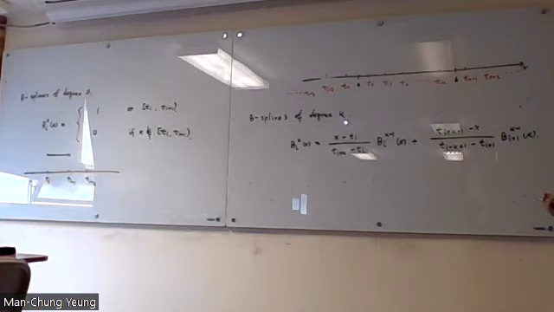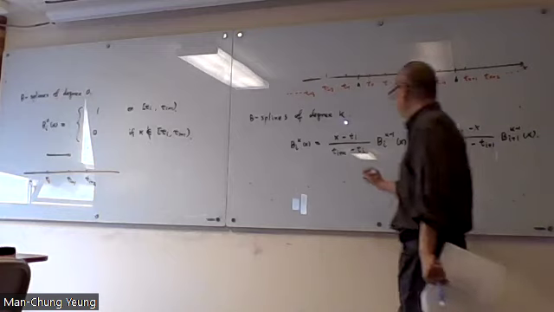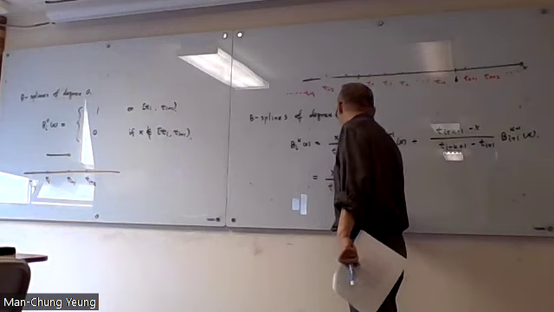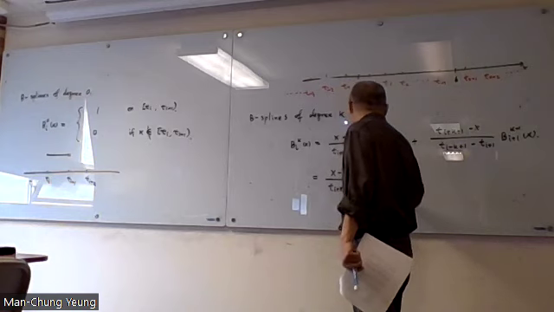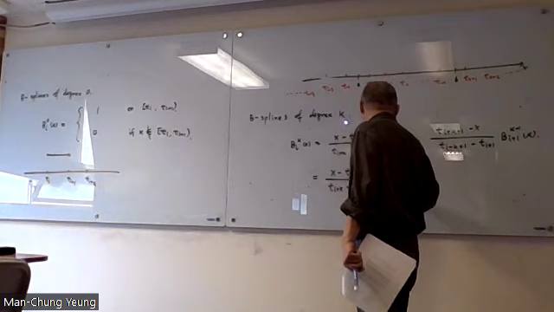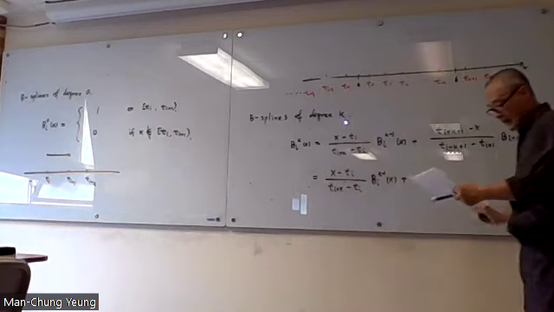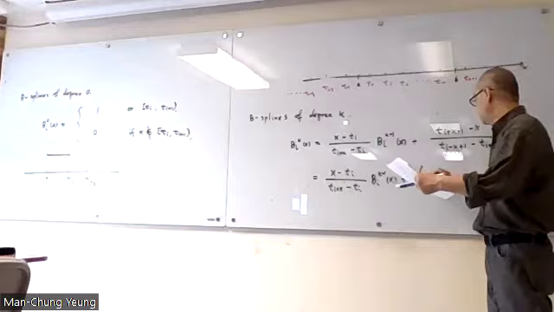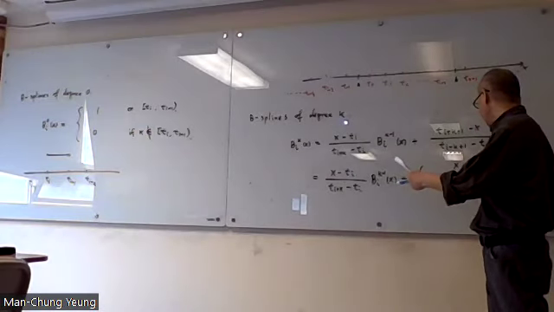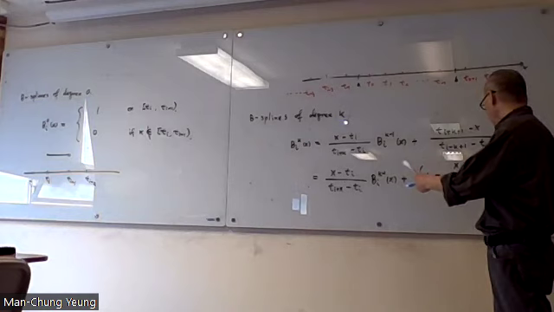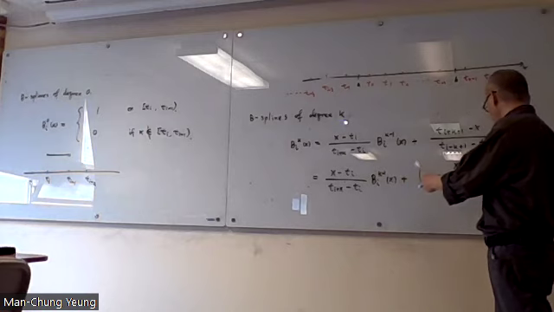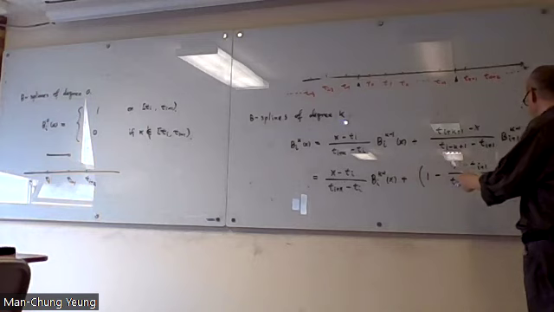We can simplify this expression a little bit. I can rewrite this factor as 1 minus (x minus t_{i+1}) over (t_{i+k+1} minus t_{i+1}), and then b_{i+1,k-1}.